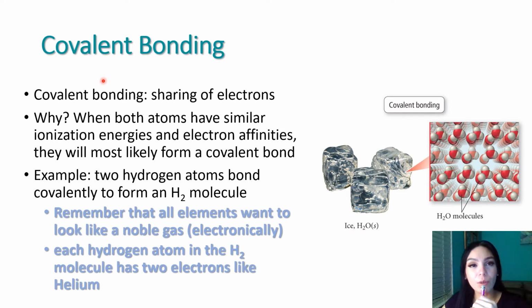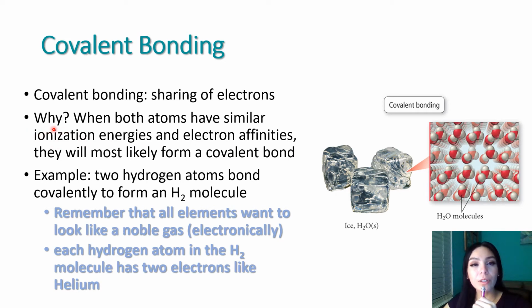So next we have covalent bonds. This is whenever we have sharing of electrons. So here for an example, we have just H2O. Specifically, it's ice, so it's the solid version. Within this, we have nonmetals, so oxygen and hydrogen, and they're bound together through covalent bonds.